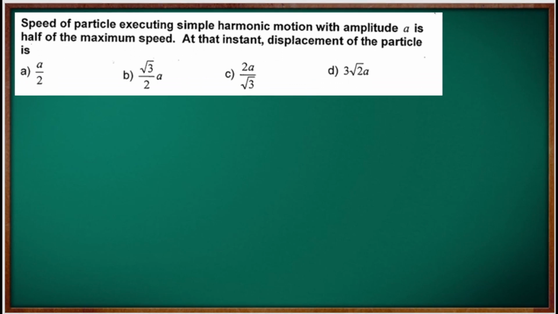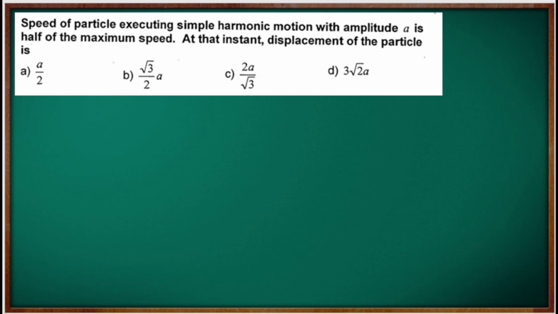Let's solve this question. The speed of a particle executing simple harmonic motion with amplitude A is half of the maximum speed. At that instant, the displacement of the particle is. The question says a particle is executing simple harmonic motion, its amplitude is A and its speed is half of the maximum speed. So at that particular instant, we have to find the displacement.